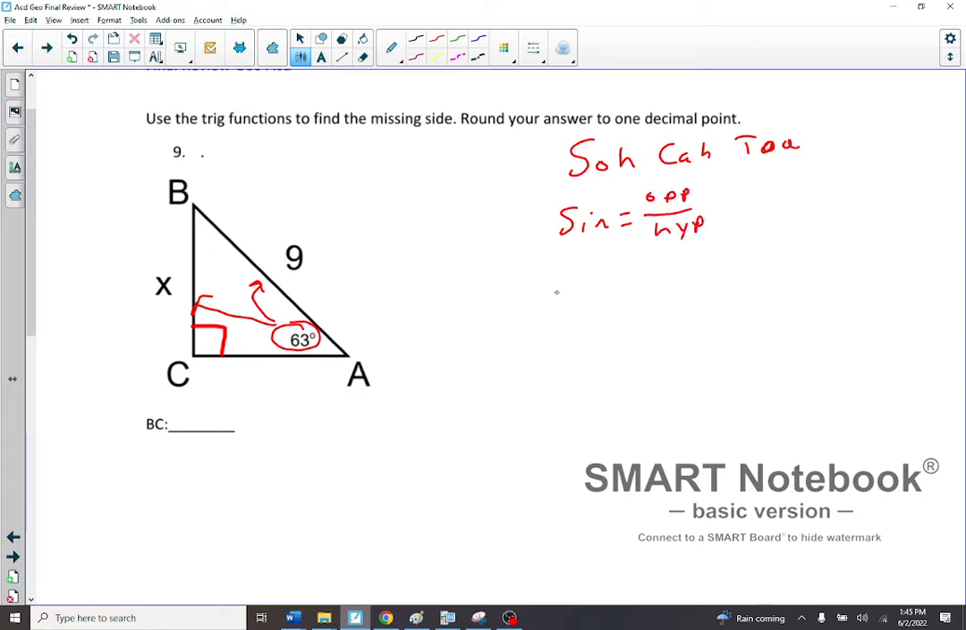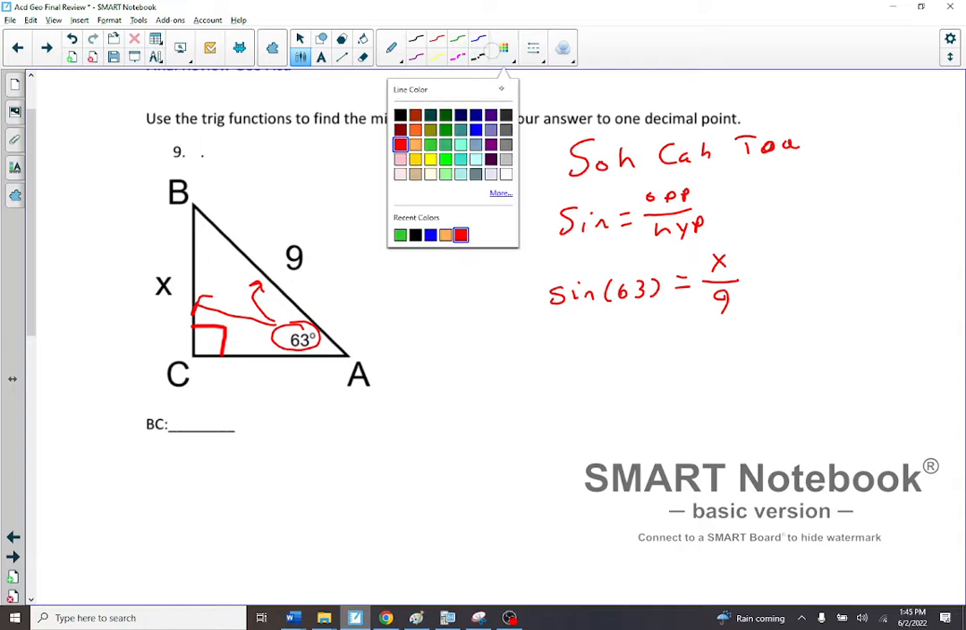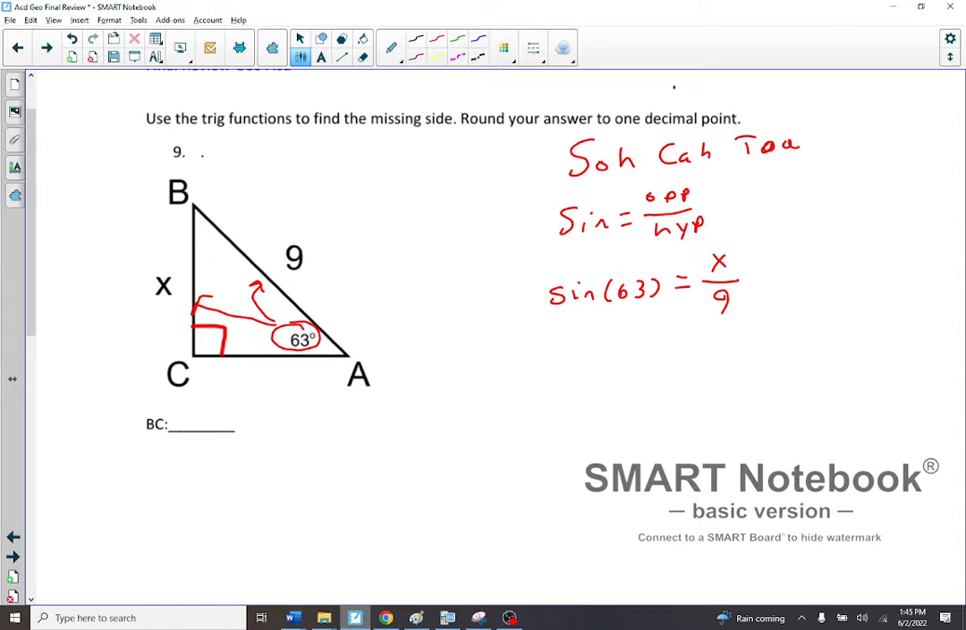Now, let's look at this question. Sine of 63 degrees, the angle goes inside the sine, equals opposite, which is x, over hypotenuse, which is 9. Is x by itself yet? No. So what we're going to do to both sides is multiply by 9 on both sides. So 9 sine 63 equals x.